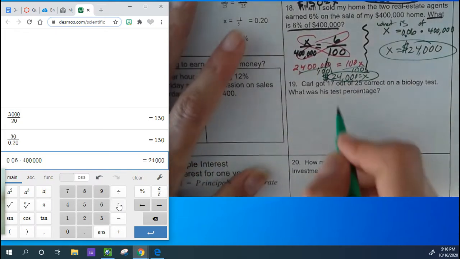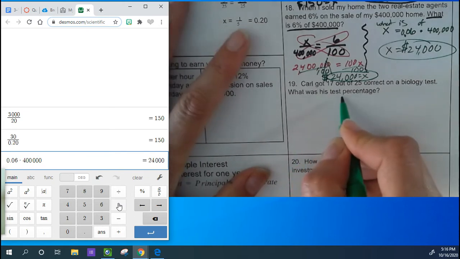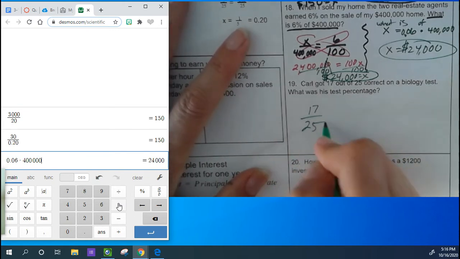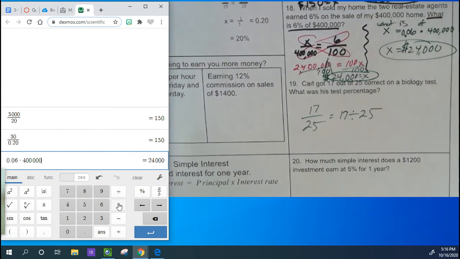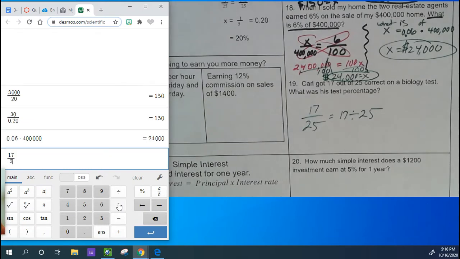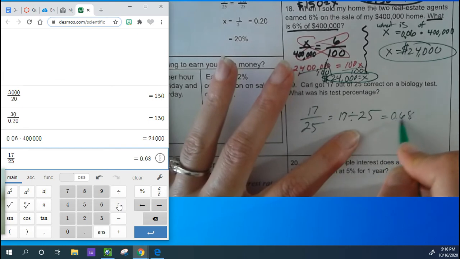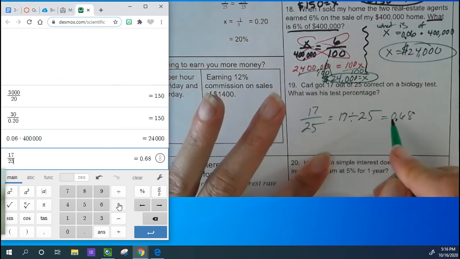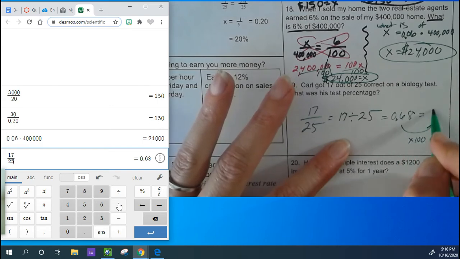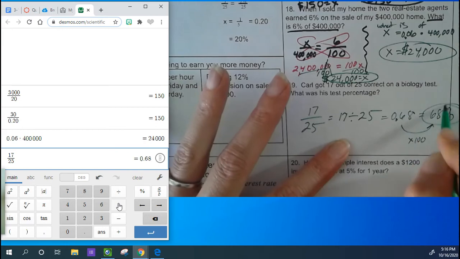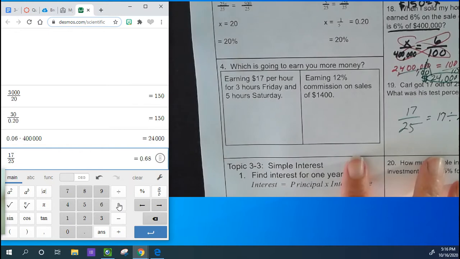So Carl got a 17 out of 25 correct on a biology test. What was his test percentage? So the teacher would write 17 over 25, which means 17 divided by 25. 17 divided by 25 is 0.68 as a decimal. Change the fraction into a decimal. And now I'm going to change that decimal into a percent by multiplying by 100. 68%.